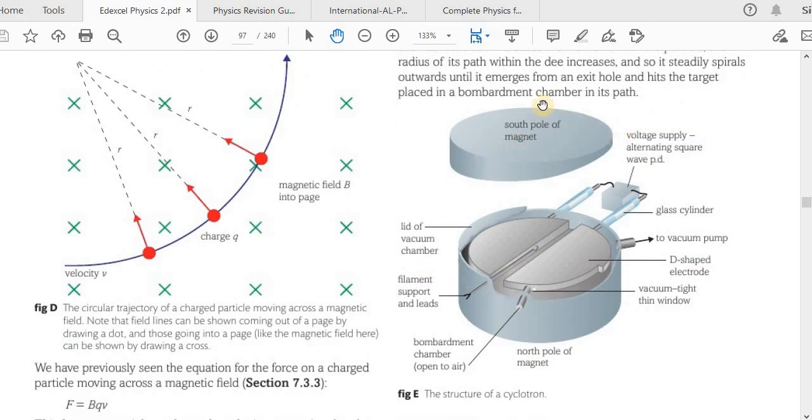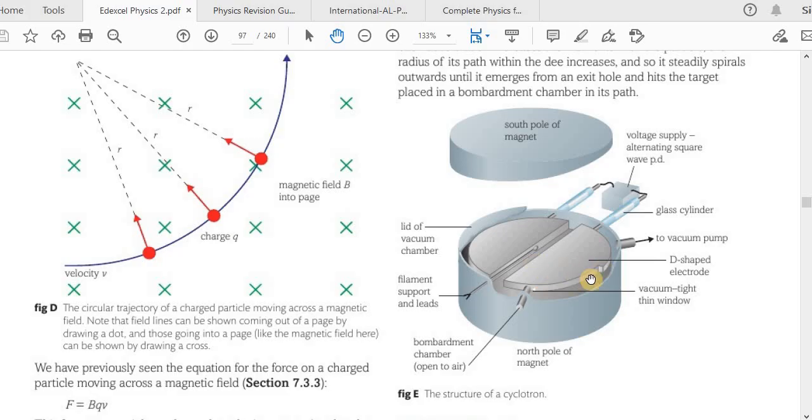South pole of magnet. Okay, so here you can see south pole of magnet, north pole of magnet. So the magnetic field is vertically upwards. You can even use Fleming's left hand rule here. First finger field, second finger current. Force will be this way. North to south. So I think it's going this way, circling in the clockwise direction.